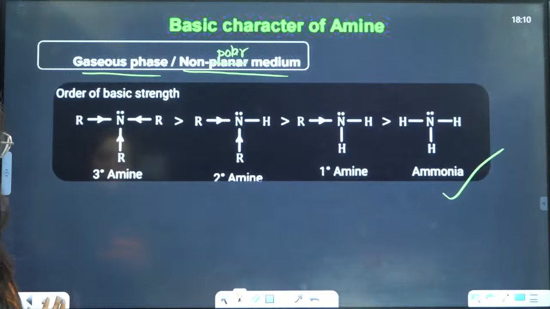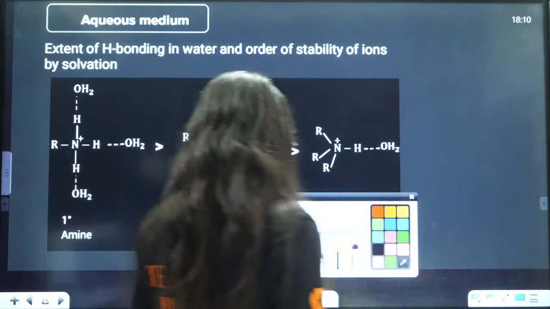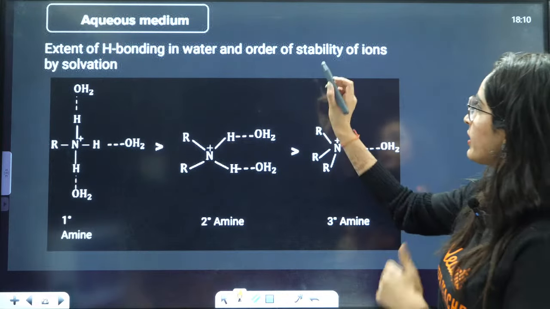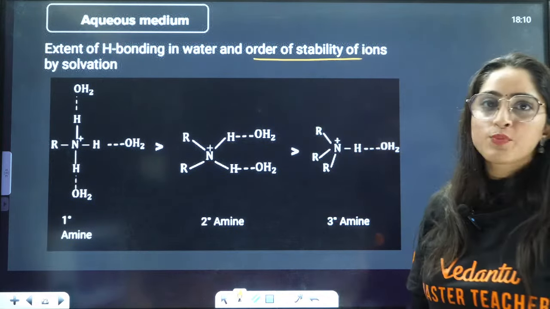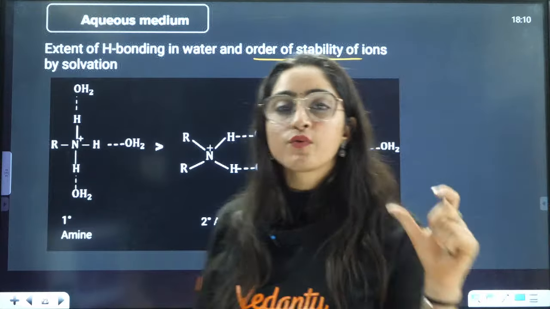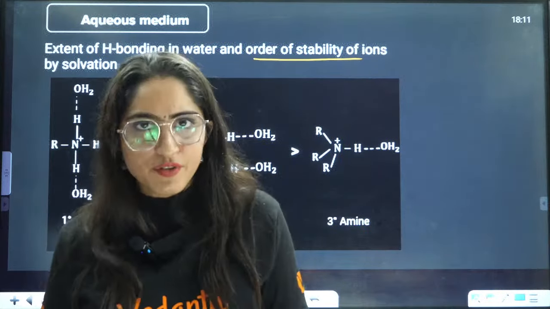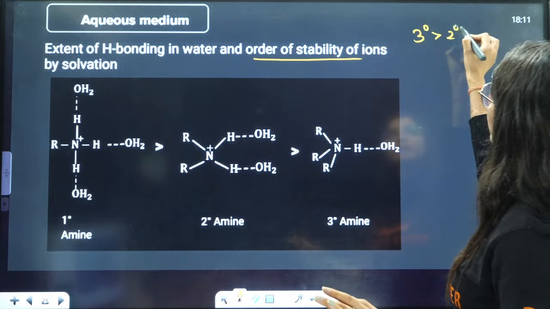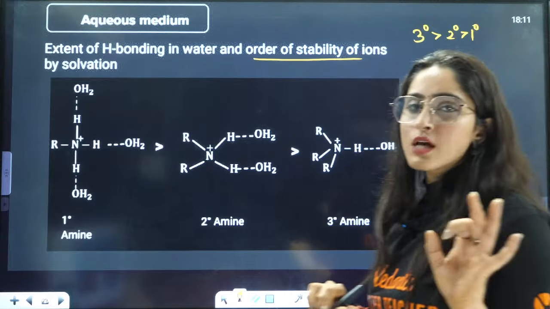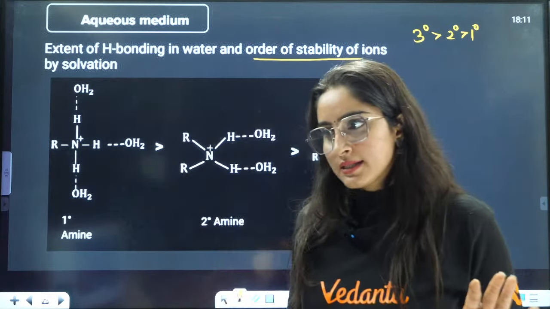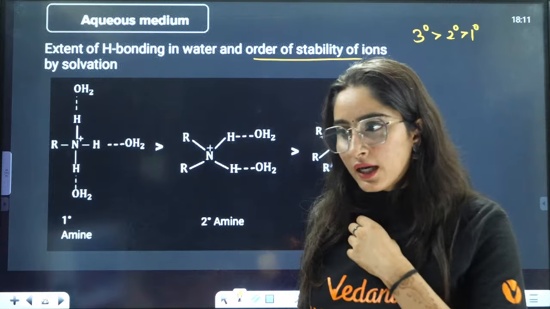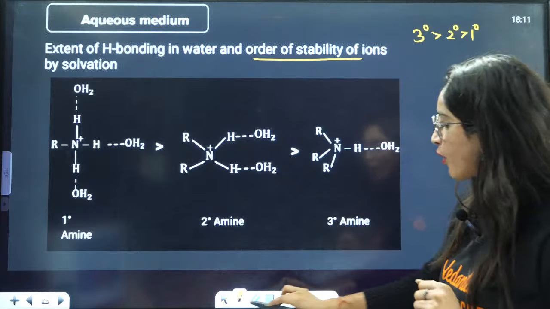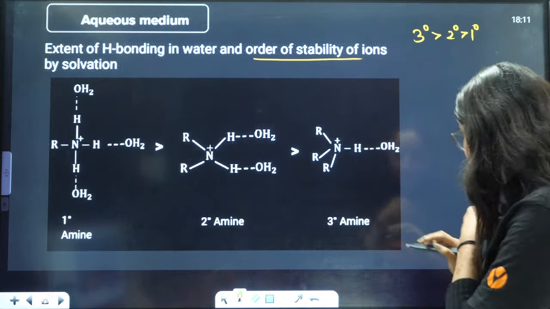So here, as you can see, in the aqueous phase, they are saying extent of hydrogen bonding in water, order of stability of ions by solvation. As I told you, there is one more, the inductive effect, that we have seen. According to the inductive effect, 3 degree has maximum, then 2 degree, then 1 degree. This is according to the inductive effect. Now, if we talk about the extent of hydrogen bonding in case of solvation, just give me a second.